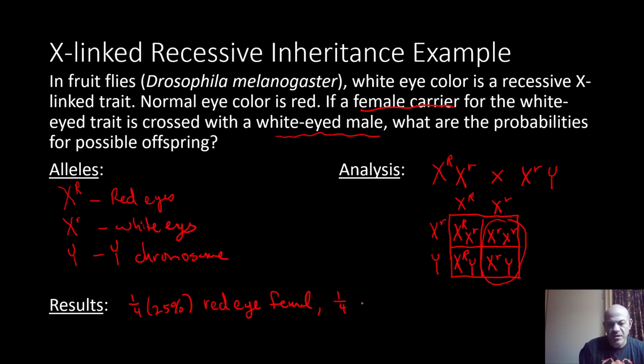1/4 would be red eyes and male, which is the bottom left box. Then we would have a 1 out of 4 chance of getting white-eyed females. And the last box would be 1/4, or you can write 25% if you want, would be white eye and male.